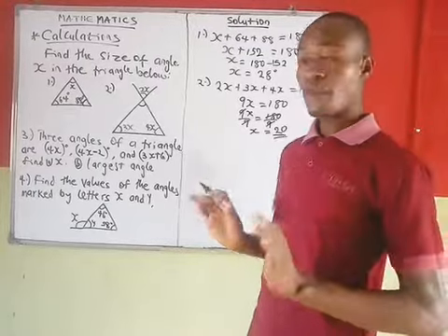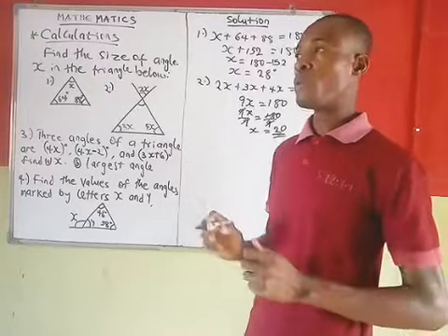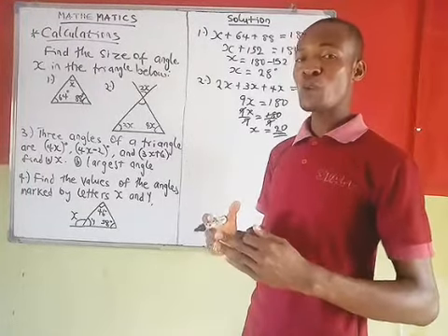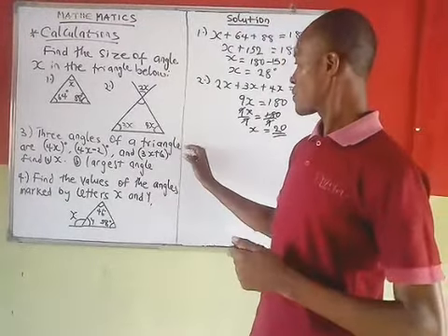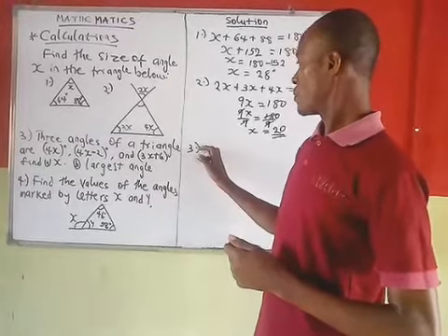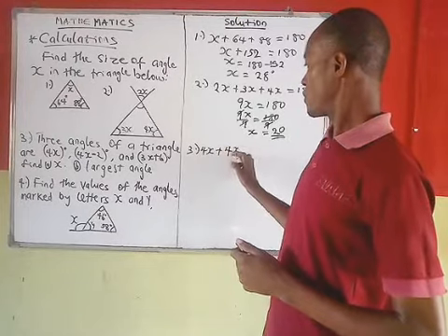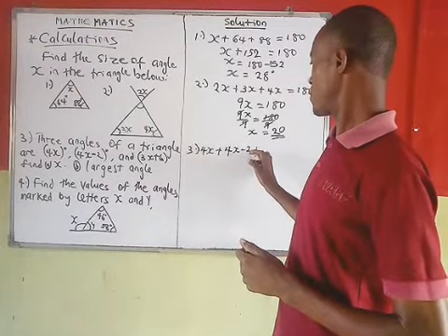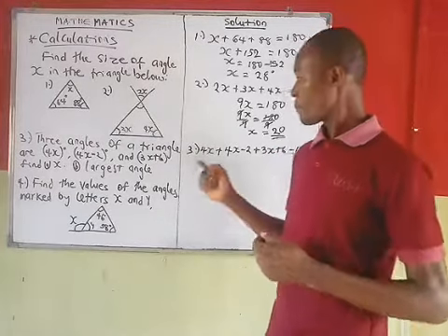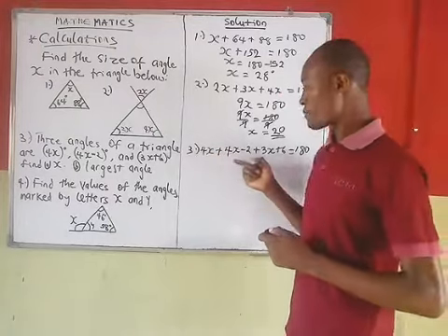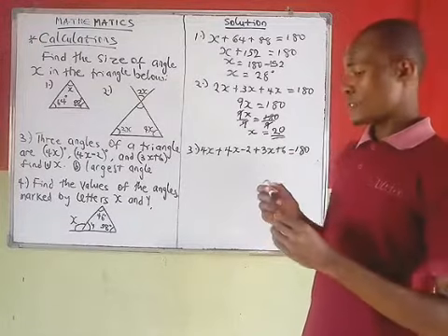For the first case, what we have to do is, we'll still apply that first rule, which is that the sum of angles in a triangle is equal to 180 degrees. And so that becomes 4x plus 4x minus 2 plus 3x plus 6 equal to 180 degrees.